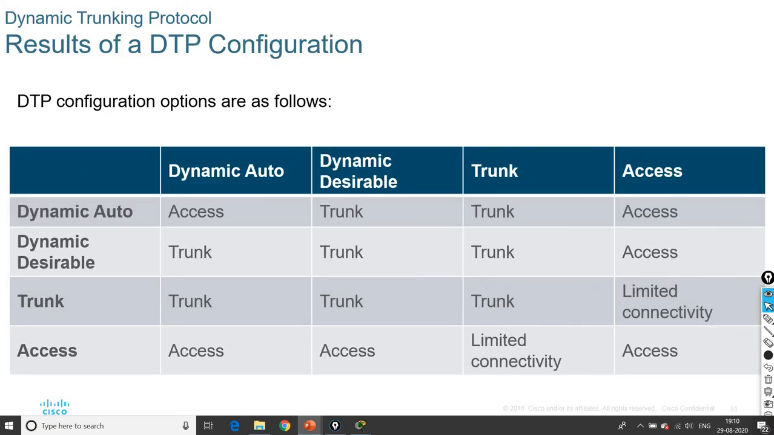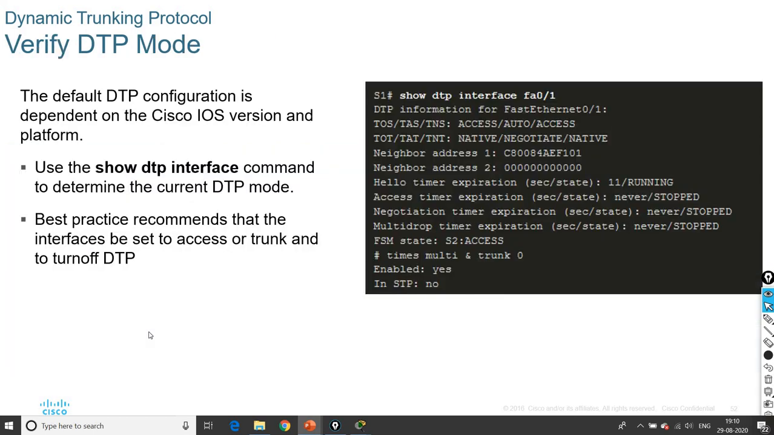So the results of DTP configuration, these are some options. You can see dynamic auto, dynamic desirable, trunk and access. So these are the options you can see for different things. To verify the DTP mode, to determine the current DTP mode, we use the command show dtp interface.